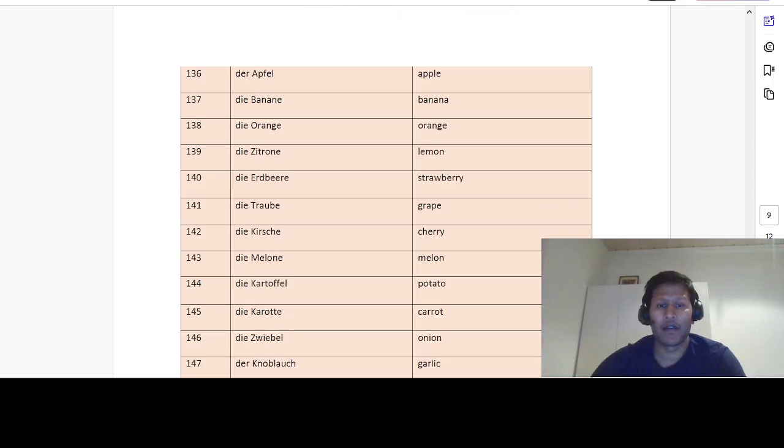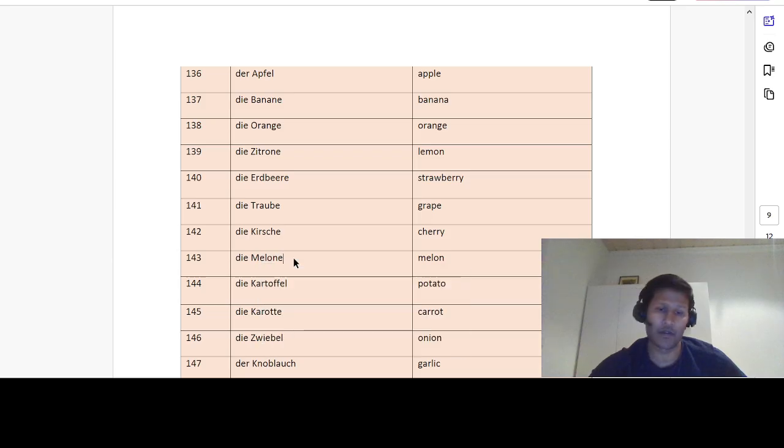Then let's move to 136. Der Apfel, apple. Die Banane, banana. Die Orange, orange. Die Zitrone, lemon. We have seen it already, it is repeating. Die Erdbeere, strawberry. Die Traube, grape. So next one is die Kirsche, cherry. And then this is very important, die Melone.